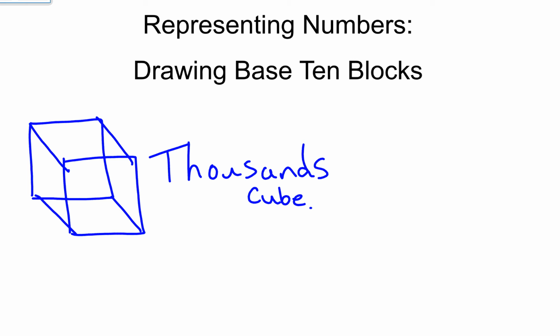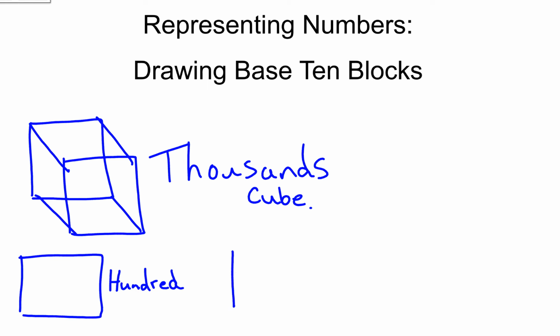To represent hundreds, we will simply draw a square. Now, I make these squares rather large, so that they're easier to tell by looking at them. When we go to represent the tens, I like to draw just a straight line up and down. And ones I like to represent with a medium-sized dot, about this big.